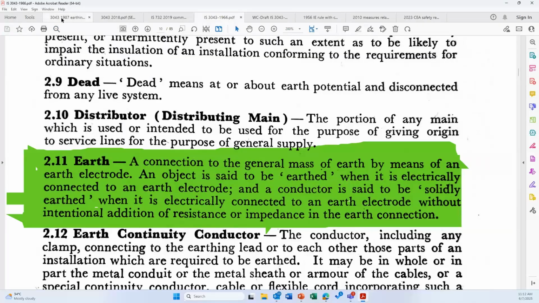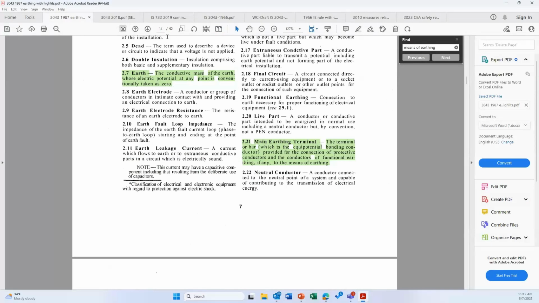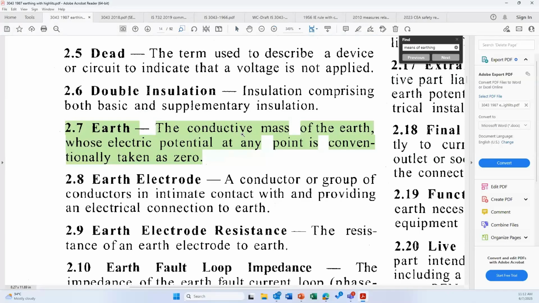When it comes to 1987, the second edition of IS 3043, the definition was modified and redefined. You can see here the green highlighted portion. Earth: the conductive mass of earth, whose electric potential at any point is conventionally taken as zero. So this was a different type of definition. In the previous one, it was told that you make a connection to the earth electrode in the soil, as a result the energy immediately dissipated to the soil and you become safe. Whereas in 1987, it was redefined as the conductive mass of earth, whose electric potential at any point is conventionally taken as zero. Please note, conventionally taken as zero is very important now.